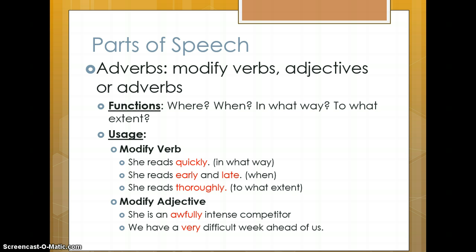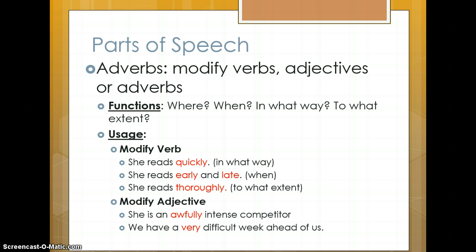Adverbs are similar to adjectives in that they modify things. They give us extra information. As opposed to adjectives, adverbs actually modify verbs, they modify adjectives, or they can modify other adverbs. So they're a little bit more complicated to recognize because they can do a lot of different things. Adverbs tend to answer the questions where, when, in what way, or to what extent. Here's a couple of examples.